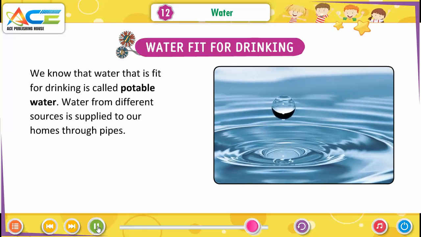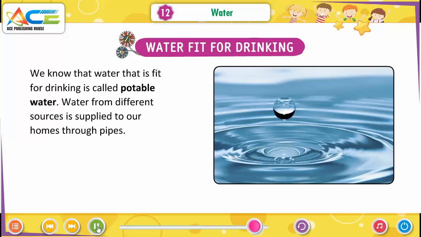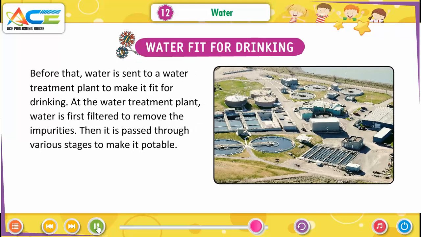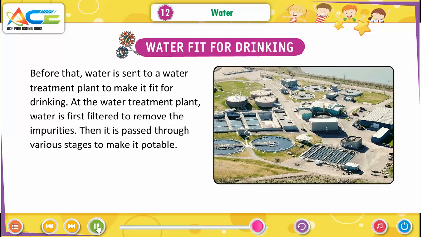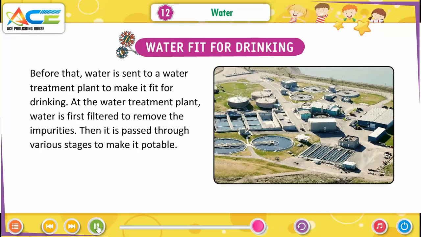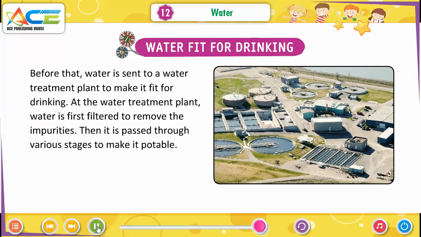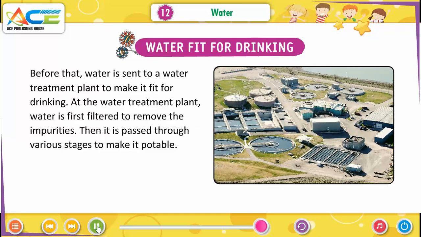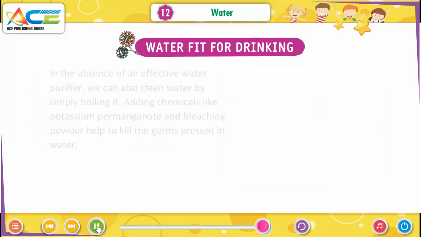Water fit for drinking. We know that water that is fit for drinking is called potable water. Water from different sources is supplied to our homes through pipes. Before that, water is sent to a water treatment plant to make it fit for drinking. At the water treatment plant, water is first filtered to remove the impurities. Then it is passed through various stages to make it potable.